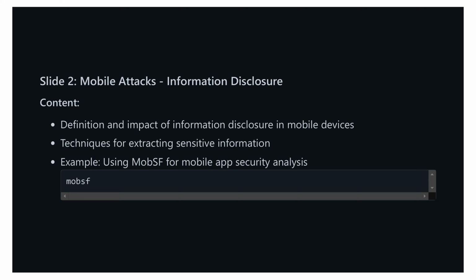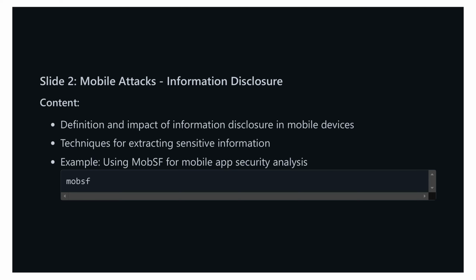Information disclosure in mobile devices refers to the unintended exposure of sensitive data. This can have severe implications, including the leakage of personal information, corporate data breaches, and potential compliance violations. There are various techniques for extracting sensitive information from mobile devices. These can range from intercepting communication, accessing logs, analyzing memory, and reverse engineering applications.